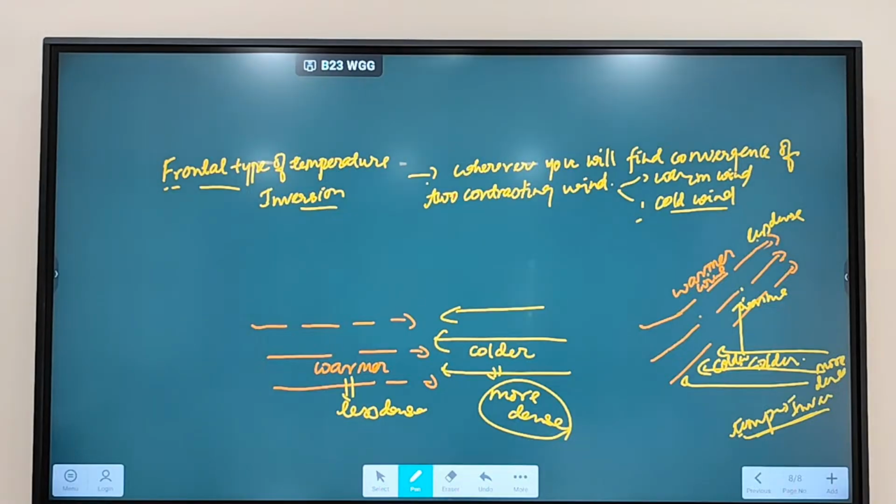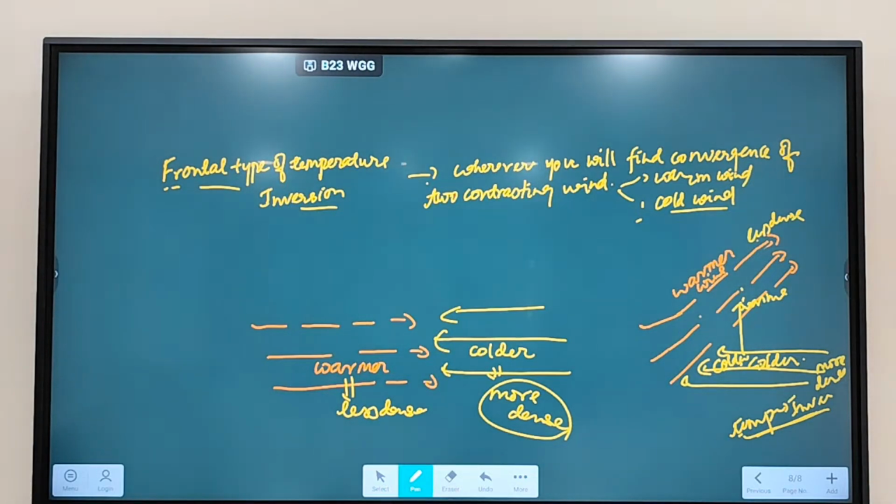What will happen in a ground or surface type of temperature inversion? In light, going up the temperature. Fine. And what will happen in the case of frontal temperature inversion? Two contrasting winds need to come, and when they come, they create the temperature inversion, as the warmer wind rises up over the colder wind.